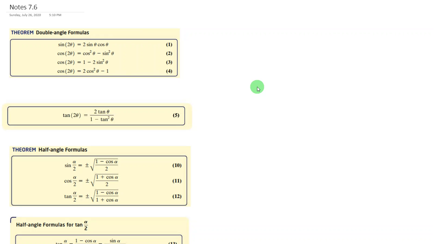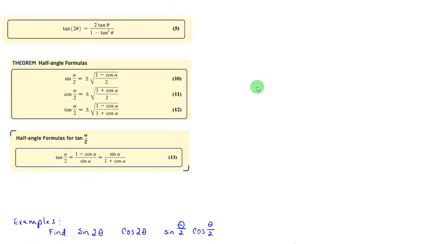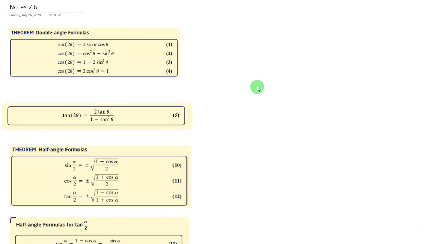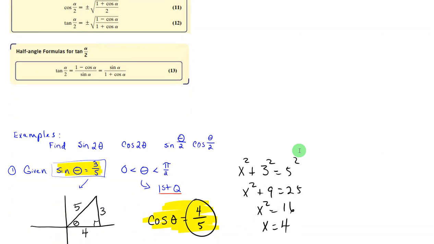This is section 7.6, and we're going to look at double angle formulas and half angle formulas. These are not things that you necessarily have to memorize, but you do have to know how to use them. So I would either print this sheet or go to your basic trig identity sheet and note where those are, because we're going to use those in our problems. Let's look at some examples of how we would be doing that.